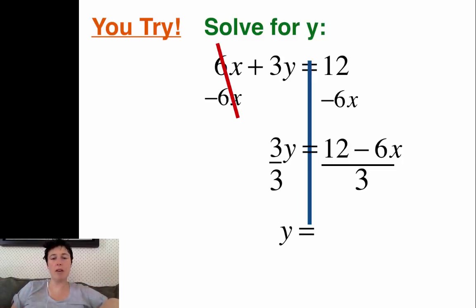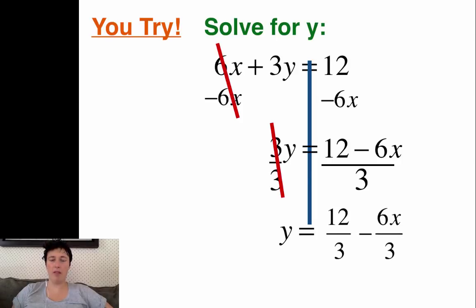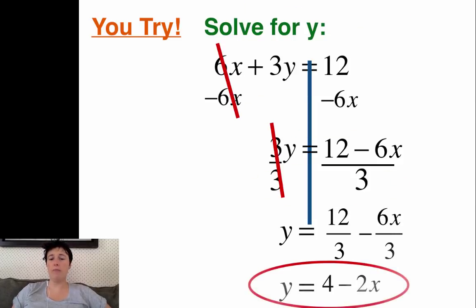Divide everything by 3. Gets rid of the 3's, gets the y all isolated like we wanted. But it also means I got to divide 12 divided by 3, and then I have to subtract 6x divided by 3. So y is going to equal 12 divided by 3 is 4, and minus 6x over 3 would be 2x, because 6 divided by 3 is 2. So our answer is y equals 4 minus 2x.